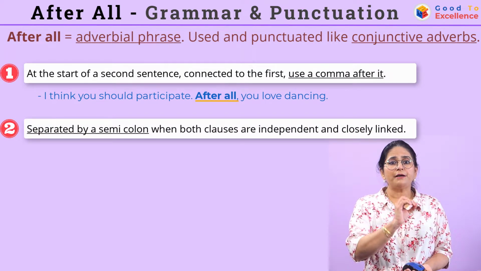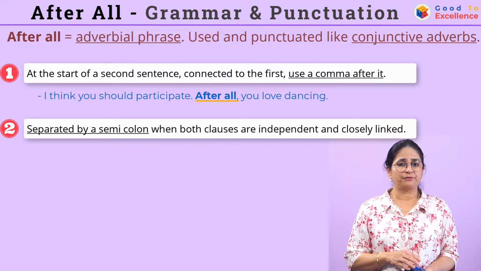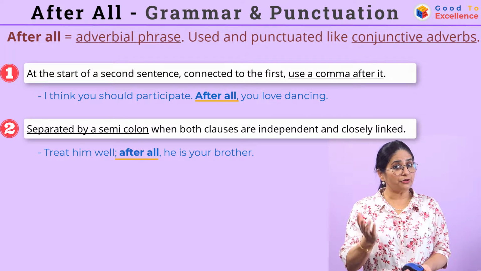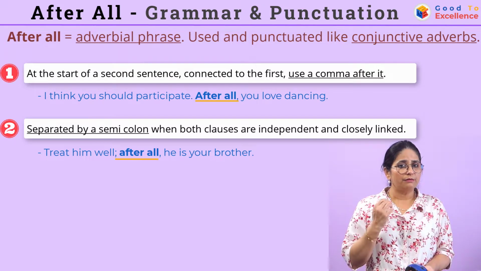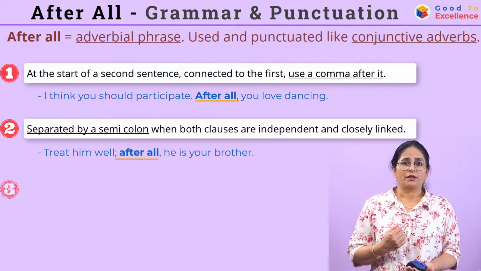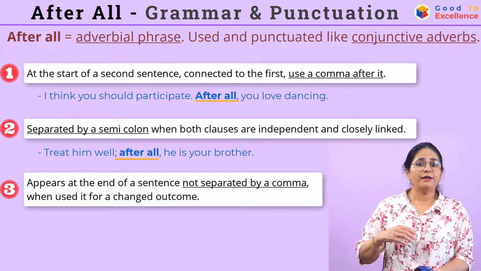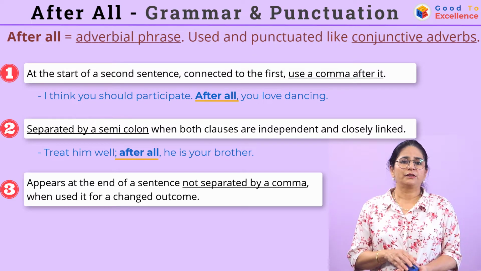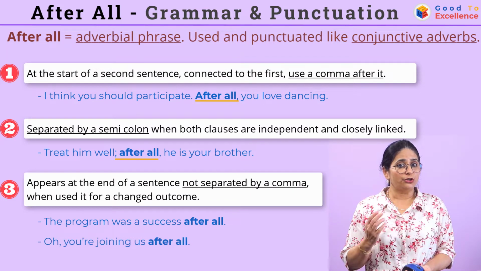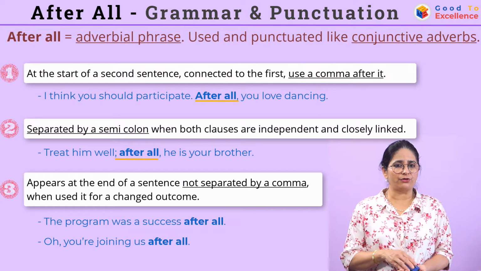Second one, separated by a semicolon when both clauses are independent and closely linked. Check the example. Treat him well; after all, he is your brother. Next use: it appears at the end of a sentence, not separated by a comma, when we use it for a changed outcome. The program was a success after all. Oh, you are joining us after all. So there is no comma in this sentence to join the phrase after all.